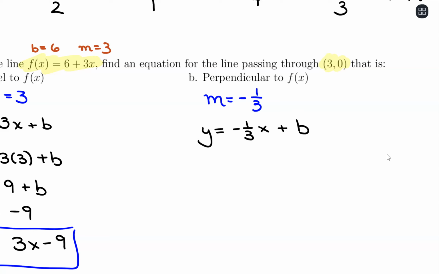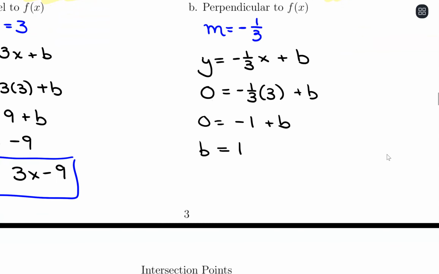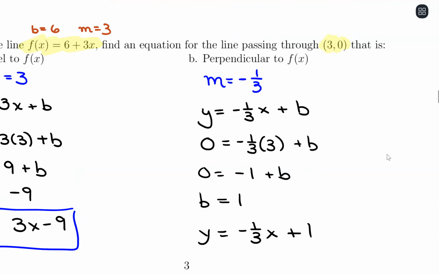We need to find b, and to do that, we plug in the coordinate (3, 0). So 0 equals -1/3 times 3 plus b. -1/3 times 3 is -1. Add 1 to both sides, and b is going to be a positive 1. So our equation should be y equals -1/3 x plus 1. Let's go ahead and check that in our calculator.